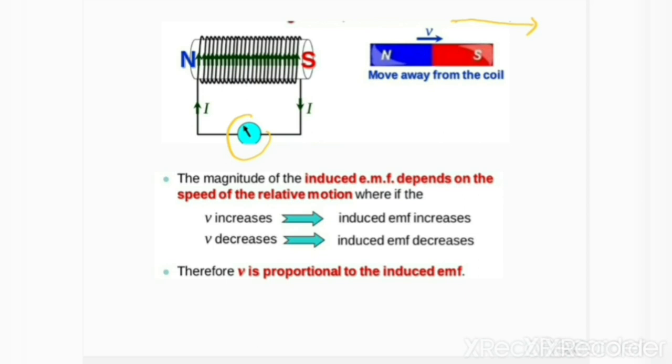This current is due to an induced EMF across the coil. So, as the conclusion, when the magnetic field lines through a coil change, the induced EMF will exist across the coil. The magnitude of the induced EMF depends on the speed of the relative motion, where if the speed V increases, the induced EMF increases, and when V decreases, the induced EMF also decreases. So we can conclude that V is proportional to the induced EMF.